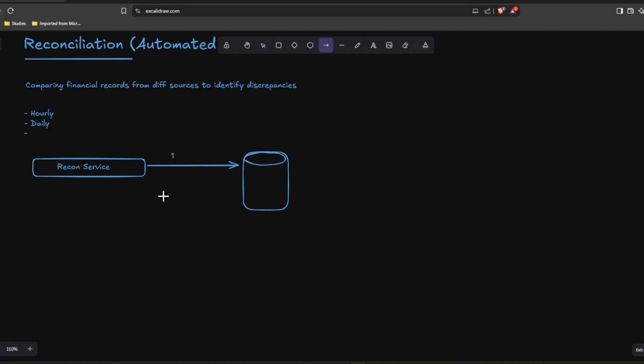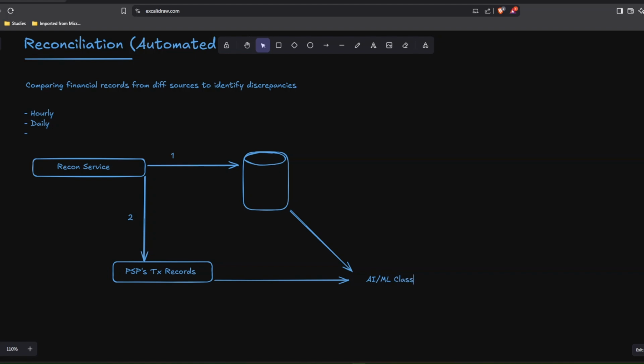Alongside that, as step two, it is going to fetch the PSP's transaction records. Then after getting both of these records, it runs its own algorithms or process. After getting data from this and from this, it is going to use some AI/ML classification to understand whether there has been some kind of discrepancy or not. And there can be some simple manual checks as well.